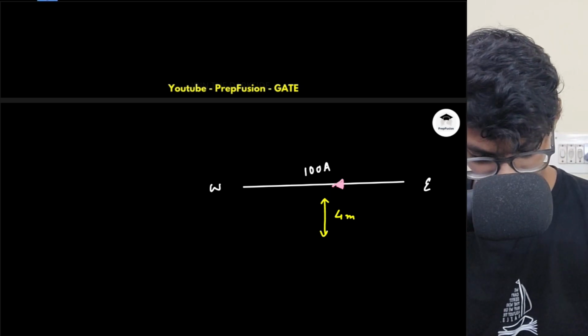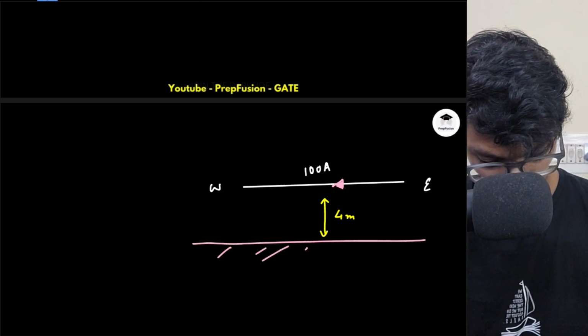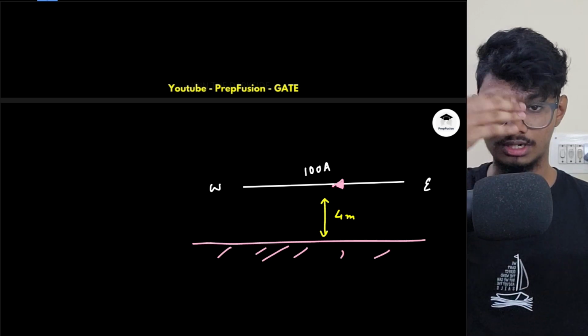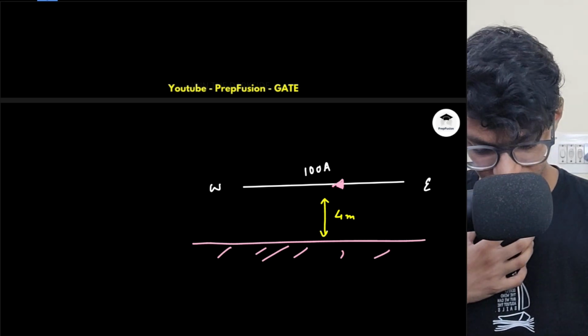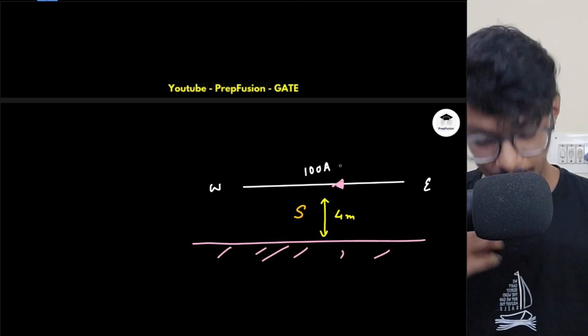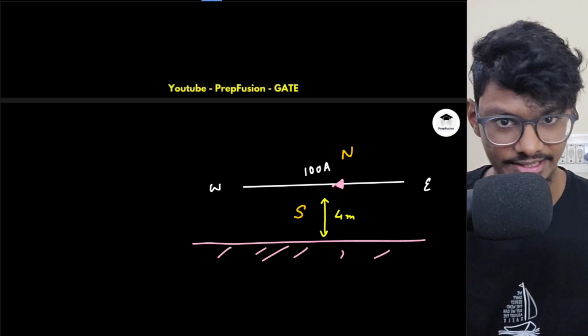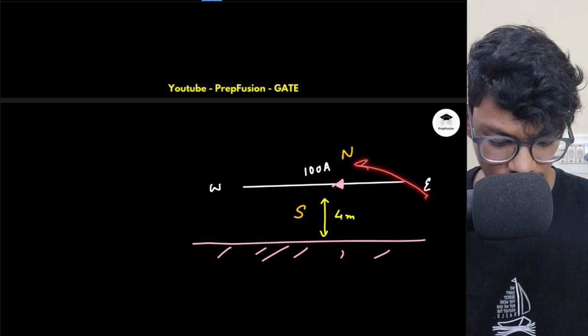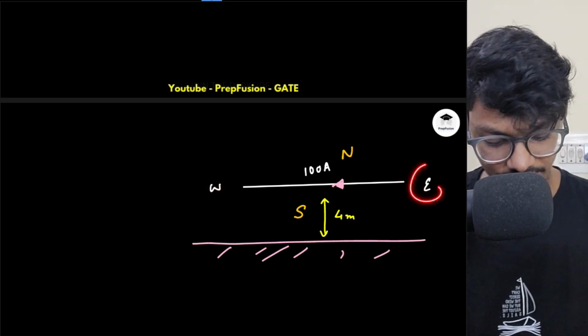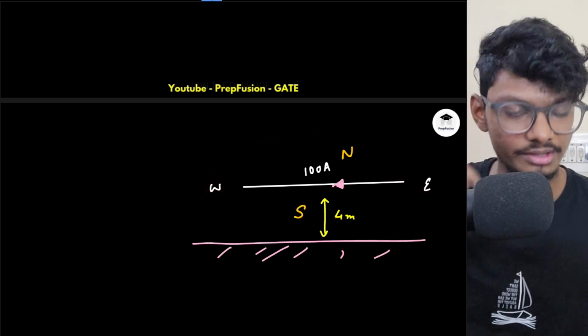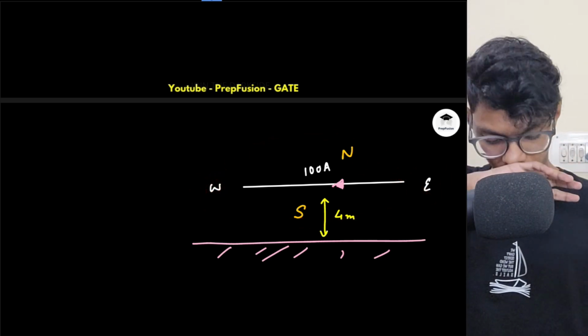So this is my ground basically. And towards me, in front of the wire, I am the south, and behind the wire is the north basically. I hope you know better about directions. East should be here and west should be here. That's why I wrote it like this. Generally, this is how we remember the directions. Okay, so what are they asking?